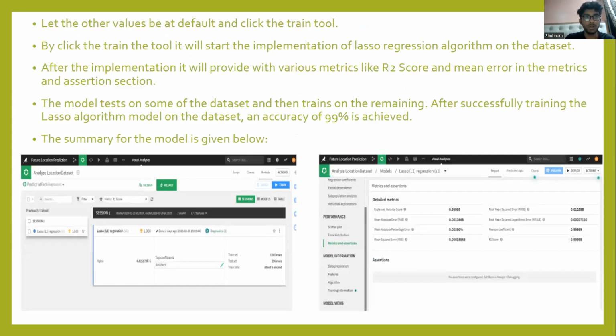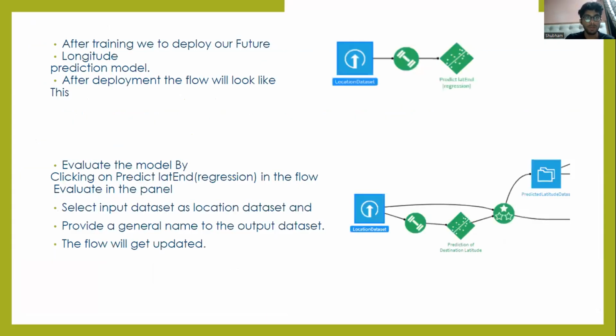By clicking Train, the tool will start the implementation of the Lasso-Lars regression algorithm on the dataset. After the implementation, it will provide various metrics like R2 score and mean squared error in the metrics and assertion section. The model tests on some of the dataset and trains on the remaining. After successfully training the Lasso-Lars model on the dataset, an accuracy of 99% is achieved. The summary of the model is given below in the following pictures.